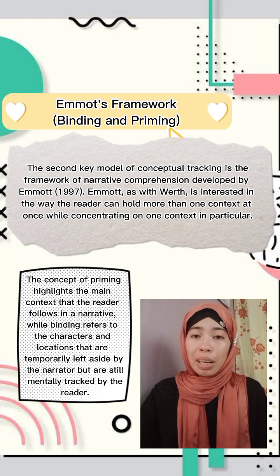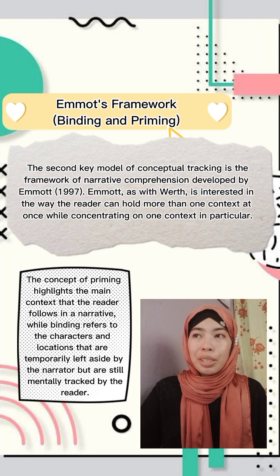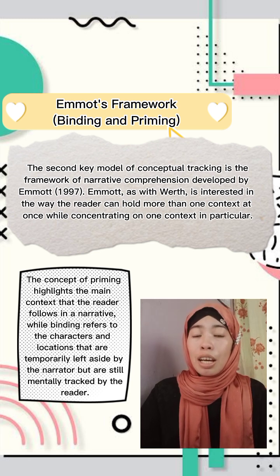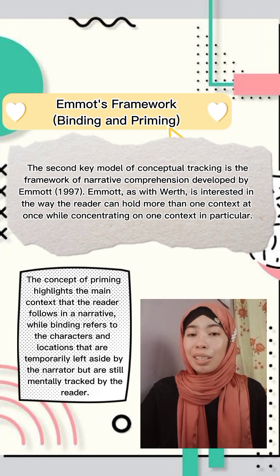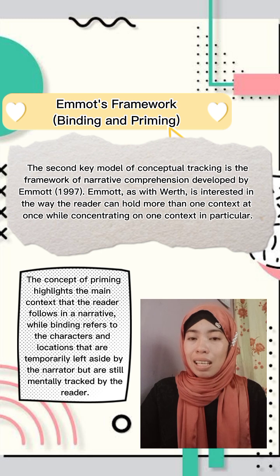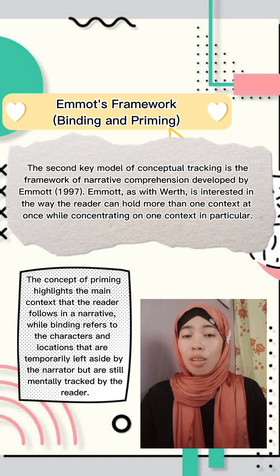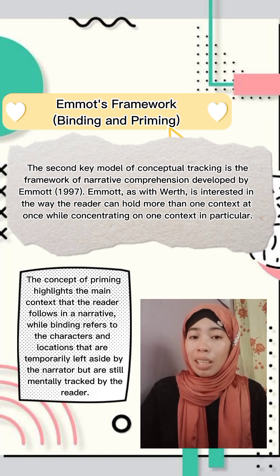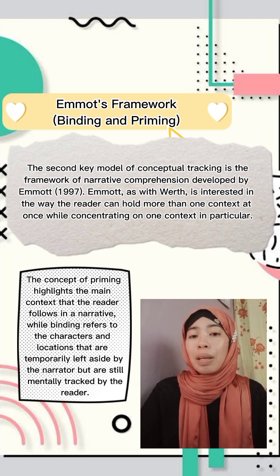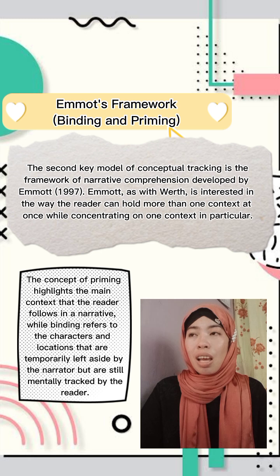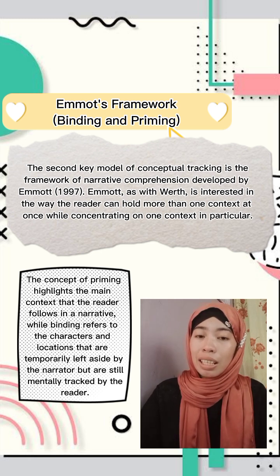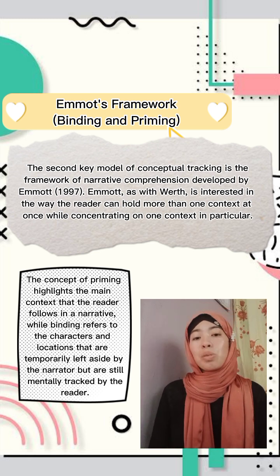Furthermore, the concept of framing highlights the main context that the reader follows in a narrative, while the binding refers to the characters and locations that are temporarily left aside by the narrator but are still mentally tracked by the reader. So, Emmott's model emphasizes the importance of tracking characters and locations within a narrative, even when they are not actively in focus, by maintaining a mental frame to monitor their presence until signaled otherwise. So this process of binding and priming aids readers in navigating complex narratives and understanding the interplay between different contextual frames within a story.